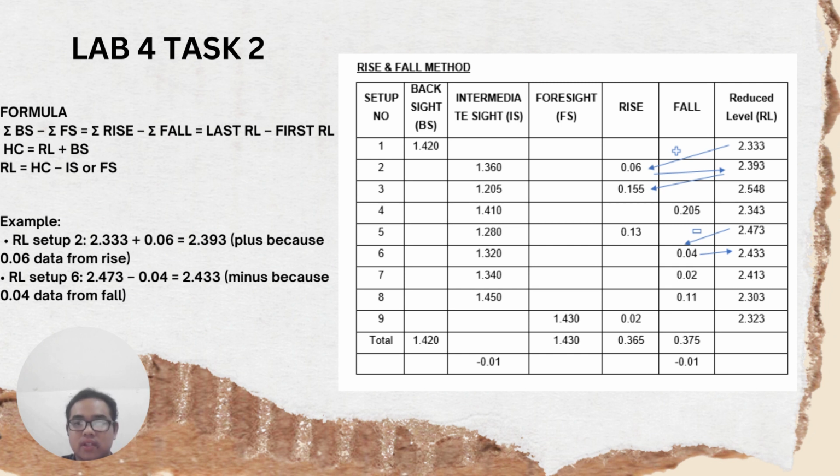To calculate the reduced level, we are using the starting point minus or plus the rise or fall to calculate the reduced level. For example, the calculation in step 2, we're using the starting point at 2.33 meters plus 0.06. We'll get the answer with 2.393. We are using the plus because the answer is rise and is positive.